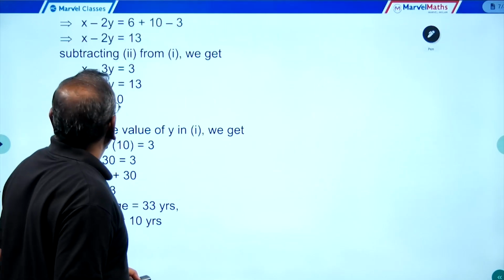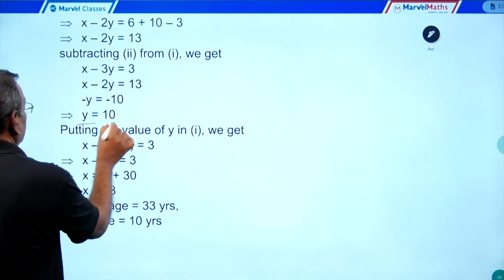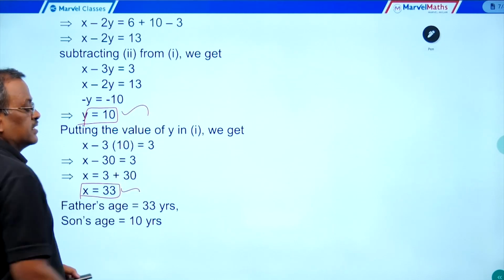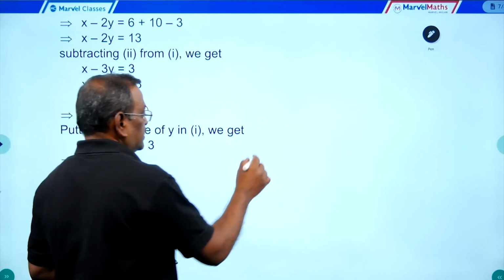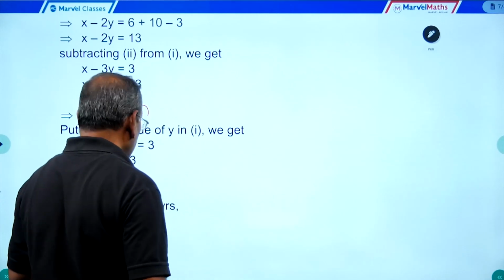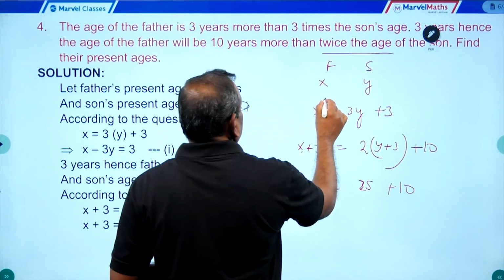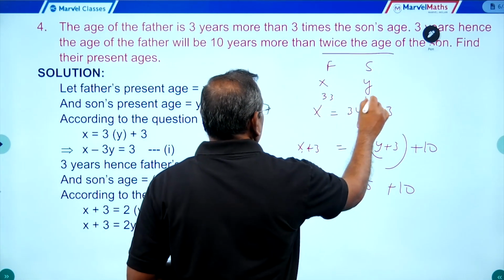The proper conclusion is y equal to 10 and x equal to 33. Father's age is 33 and son's age is 10. So verify whether your answer is correct. Father's age 33 and son's age 10.